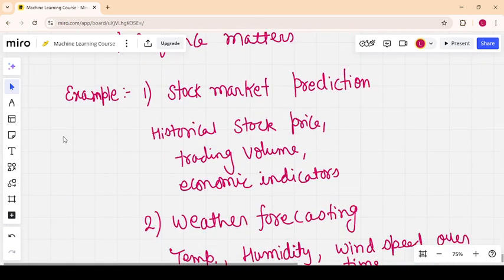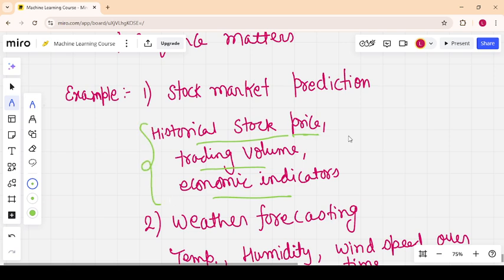For example, in stock market prediction, we have features like historical stock price, trading volume, and economic indicators. These features and many more are there, and historical stock price means it incorporates time. So these features are used to build the model and predict the output from the model.